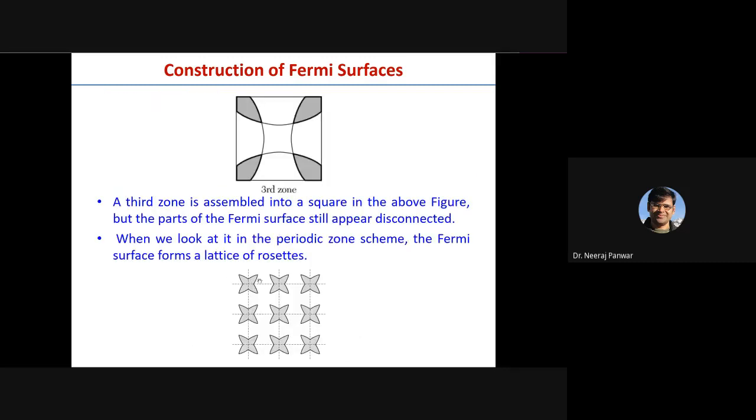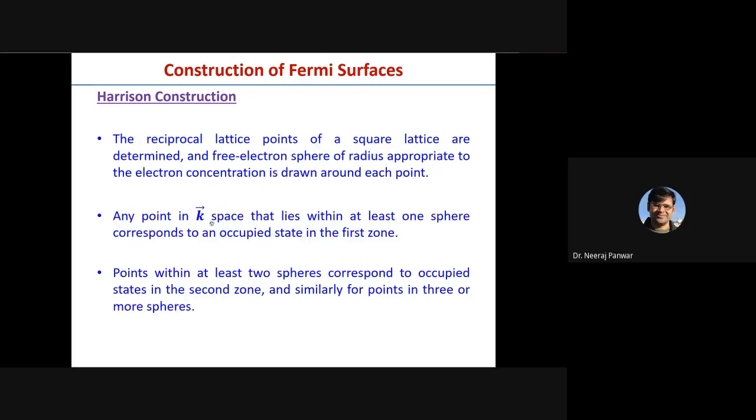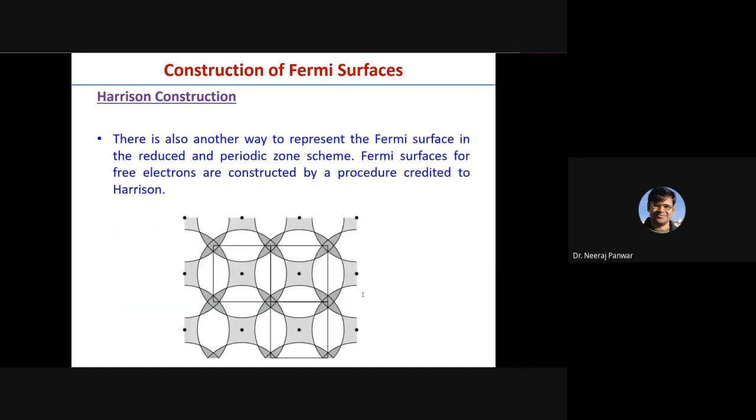This is the same thing. You can see that this is the third Brillouin zone in the periodic zone scheme, constructed with the help of Harrison construction. Any point in the k space that lies within at least one sphere corresponds to an occupied state in the first zone. Points within at least two spheres correspond to occupied states in the second zone, and similarly for points in three or more spheres.